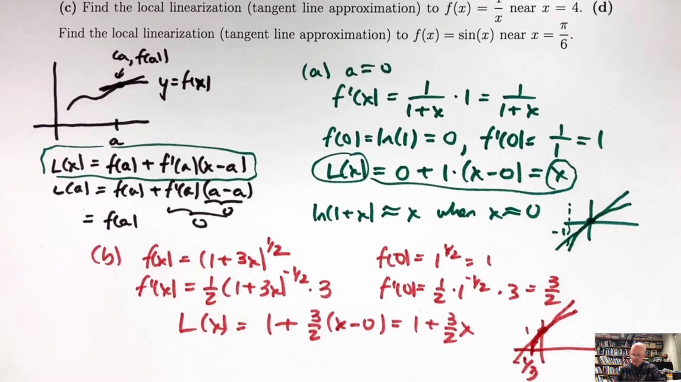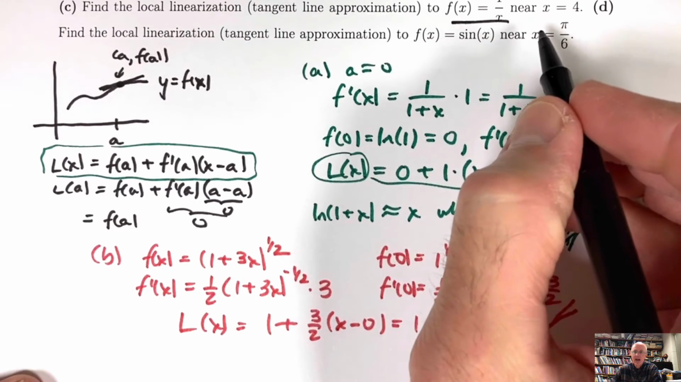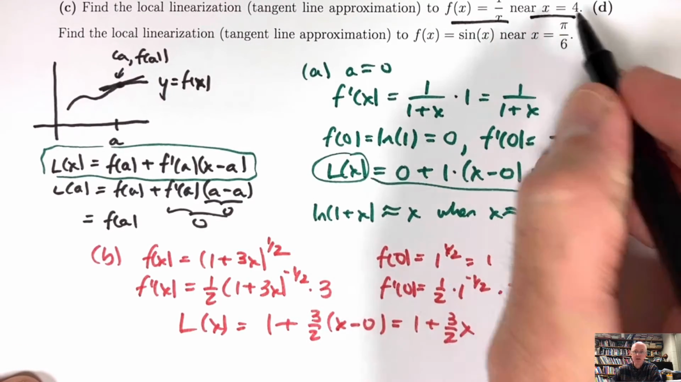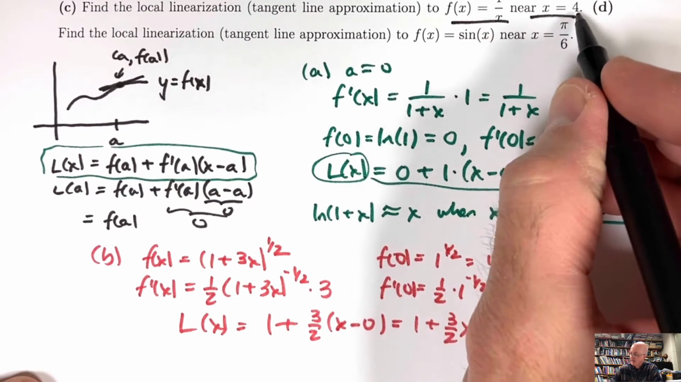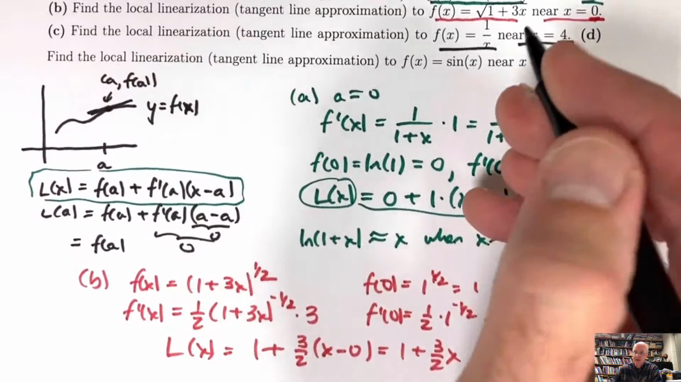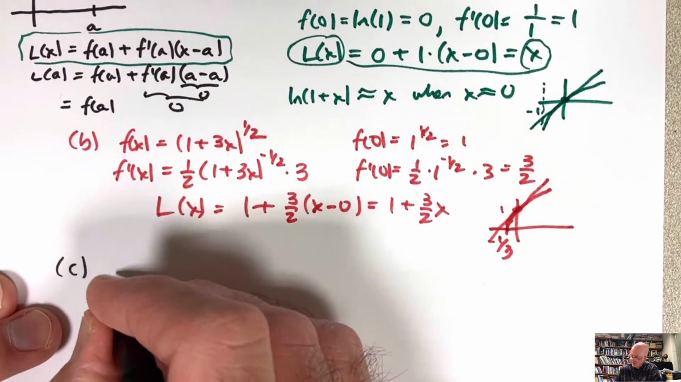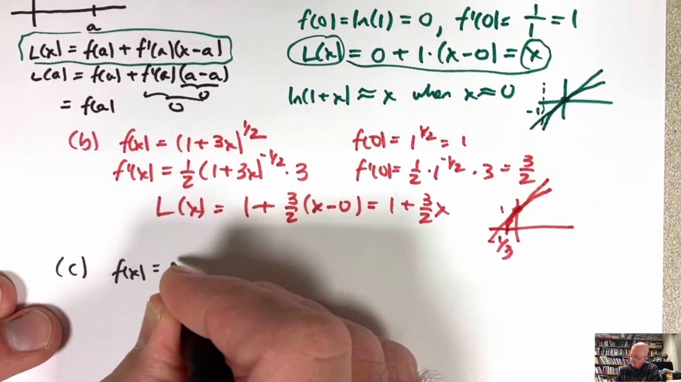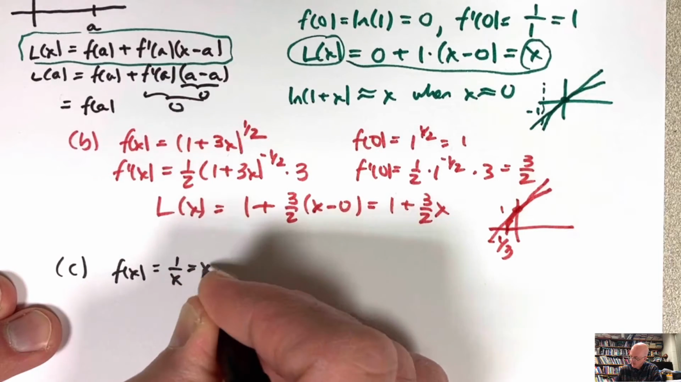All right, part C. Now the function is 1 over x, and now we're using some other value of a. Near x equals 4, that's going to be the value of a. Right? We can't do this near 0 because this is undefined at 0. So for C, f of x is 1 over x, same as x to the negative 1 power.